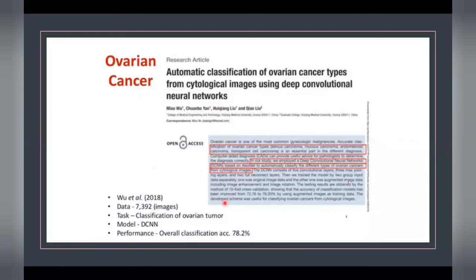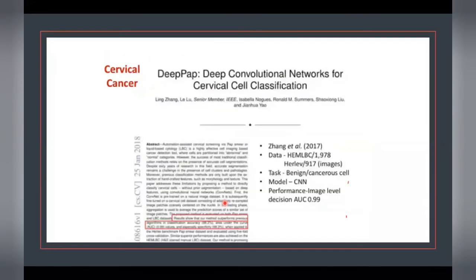Ovarian cancers, again, this is in 2018, Wu et al. He used this algorithm to classify ovarian malignancies and mark the tumor area with an accuracy of 78.2%. So you can actually send in the slides through digital scanners and wait for the results to come in, and it will screen the images and tell you what classification the tumor belongs to.